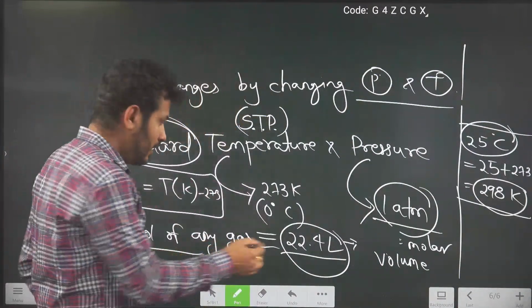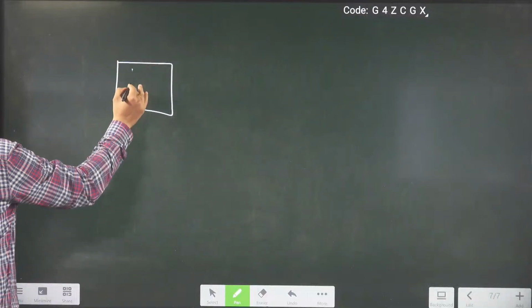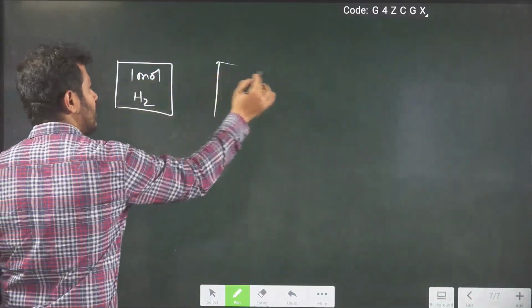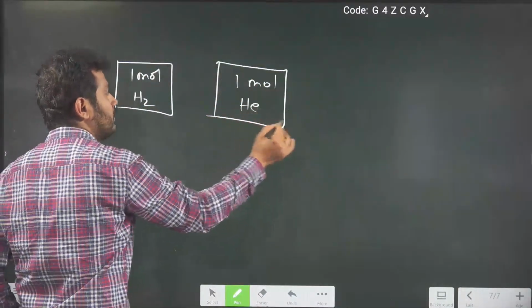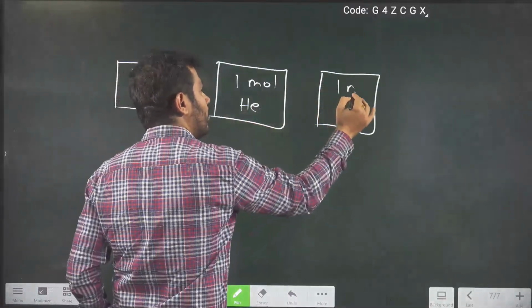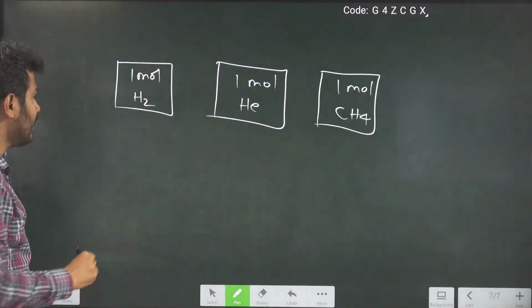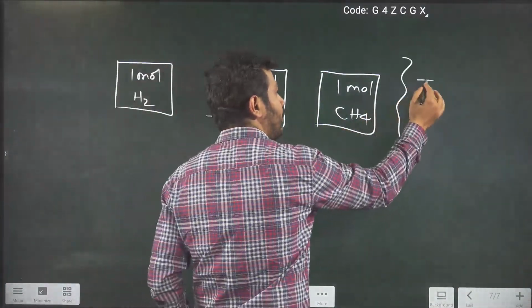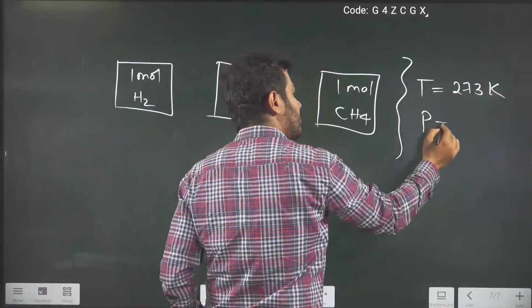Let me give a pictorial diagram of this. In this container I have 1 mole of hydrogen gas. In another container I have 1 mole of helium gas. In the other container I have 1 mole of methane gas. Whatever the gas you can take. If I am taking 1 mole of gas in these containers, and in all of these I am fixing the temperature to be 273 Kelvin, and the pressure to be 1 atm.